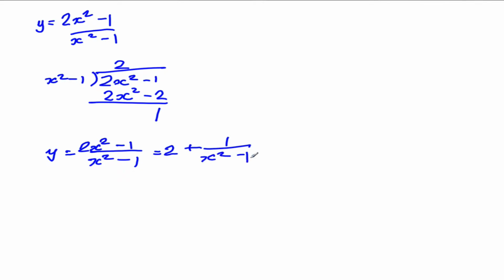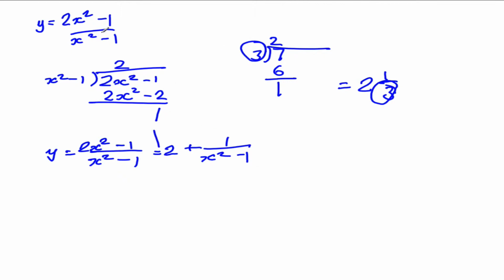If you think about that, if you did 7 divided by 3, how many 3's go into 7? There's 2. So 2 3's are 6. What's left over is 1. You write it as 1/3. So you write it as 2 and 1/3. Okay, so the denominator there is just the 3. So the same here, x squared minus 1.